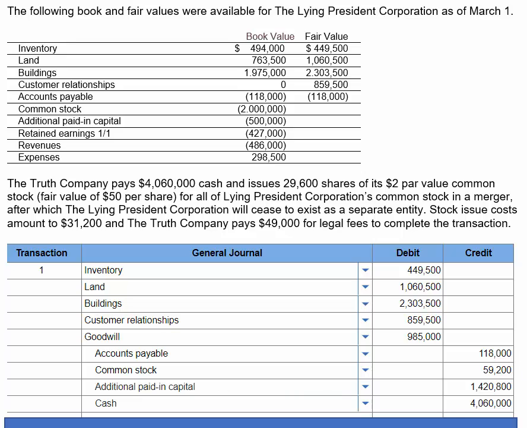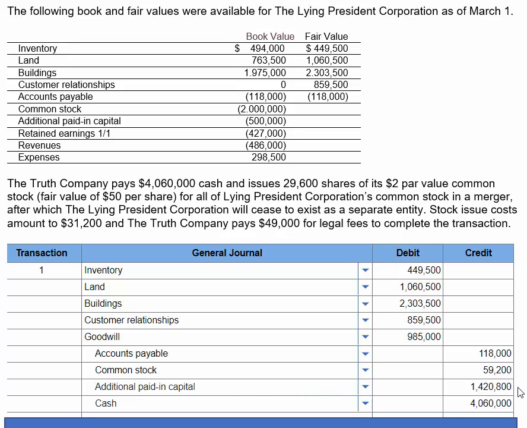And then what we have to do is show the compensation for this acquisition. So we issued 29,600 shares of stock. It had a $2 par value. So if we take 29,600 times 2, we get 59,200. You can see that just to the left of my mouse there. And then they also said we paid $4,060,000 cash plus the common stock. So there's the cash that gets recorded.